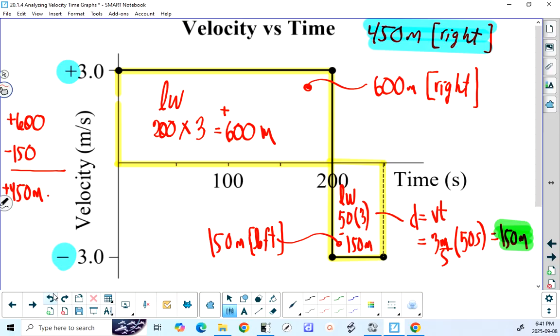But it's easy in this case to do it the other way because we're dealing with two rectangles. We're dealing with uniform motion twice. Let's take a look at the second example.